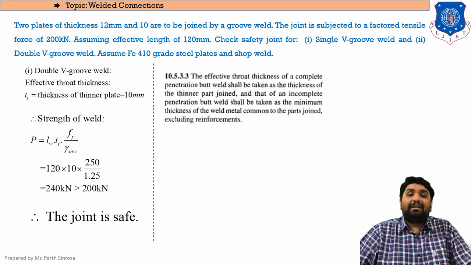So in this sum, it is proved that it is safe under double V groove and it is not safe under single V groove. So this was our V groove, or you can say butt welds. The only difference here is the term FWD. Other equations will be the same. The only change here is the case of FWD.